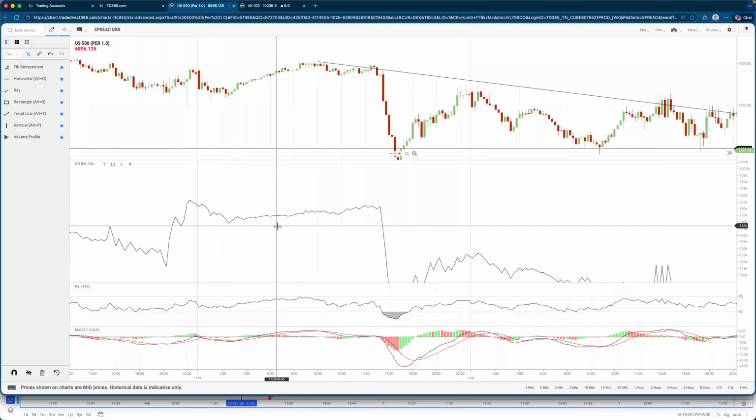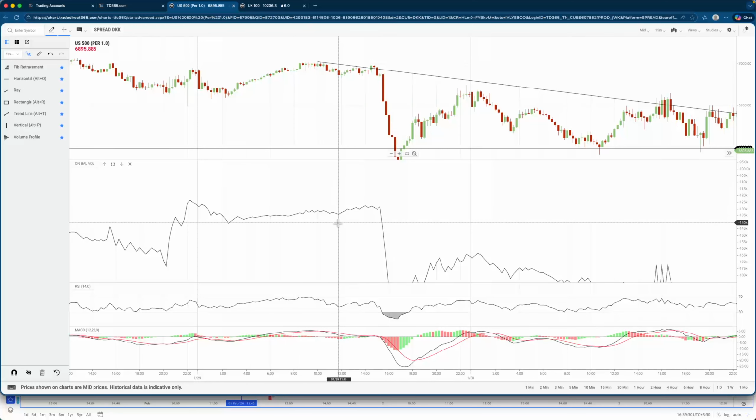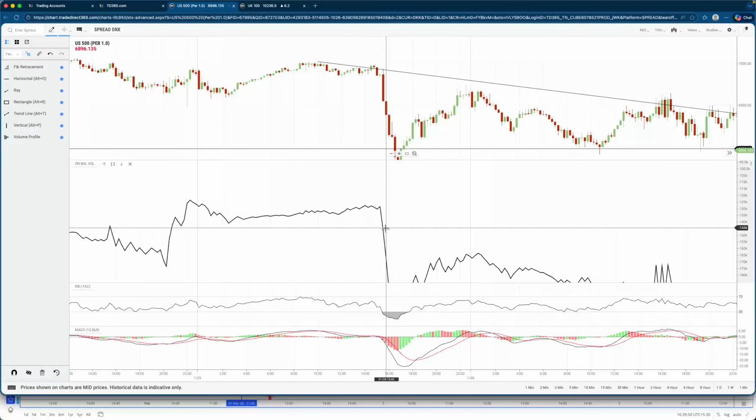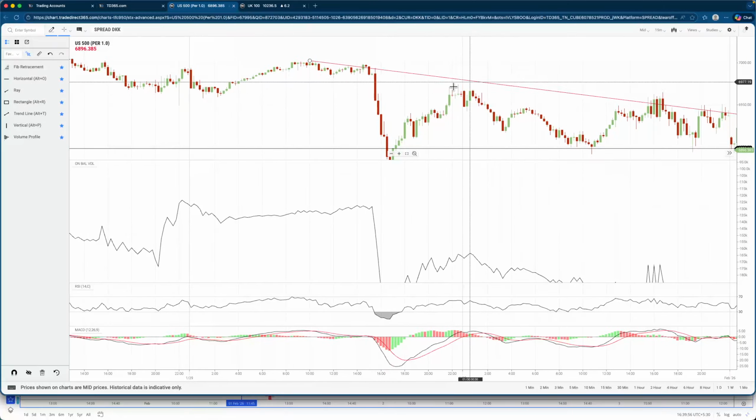So during this consolidation phase, the volume was truly choppy. The price made a low and so did the volume. And then you can see the price started to rise and so did the volume. But within one candle, this structure was broken. And that led to a big retracement.